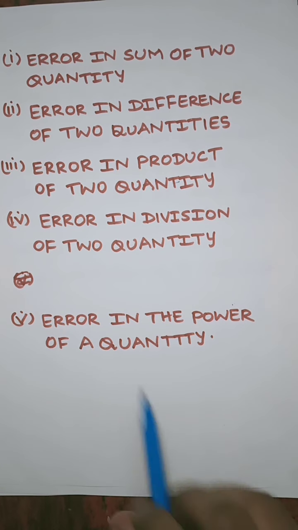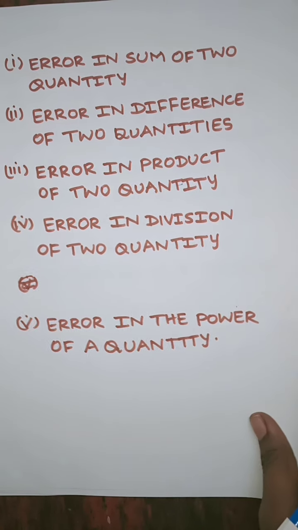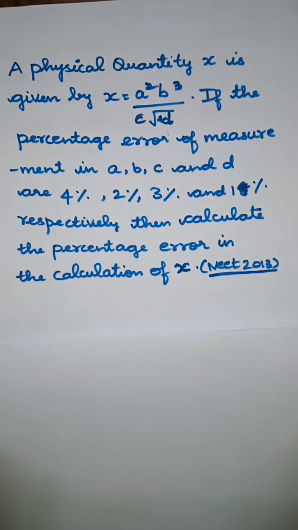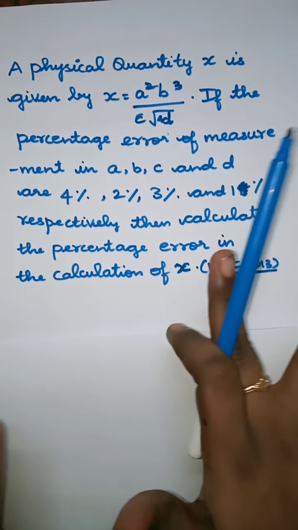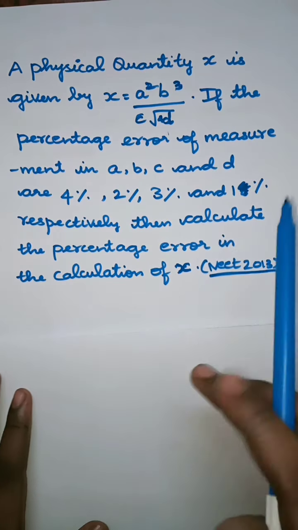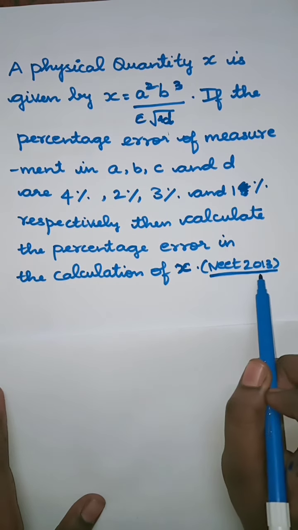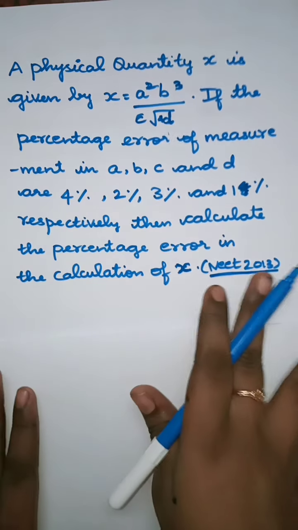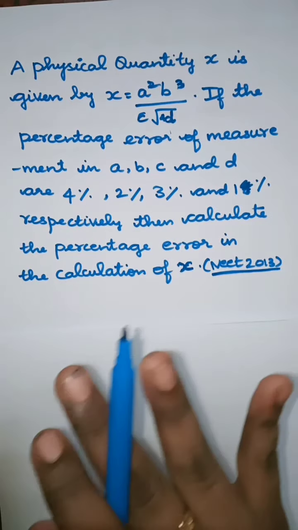The last model is error in the power of the quantity. I will show you by showing an example problem. This seems to be big, but it is so simple. In NEET 2013 they asked this question, and in recent times NEET 2019 also they asked this type of problem. Don't get panicked by the length of the problem.